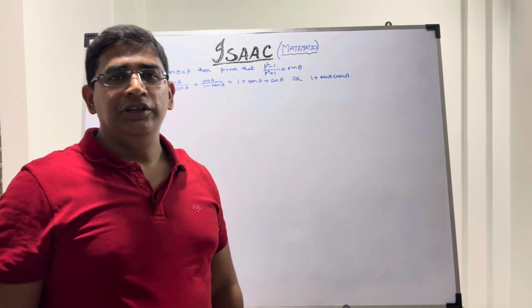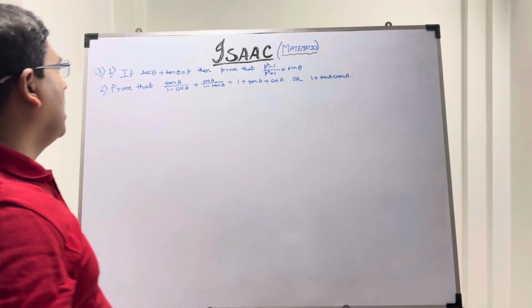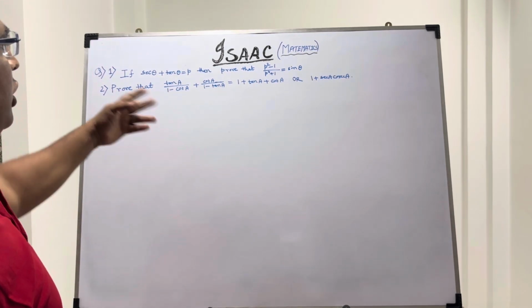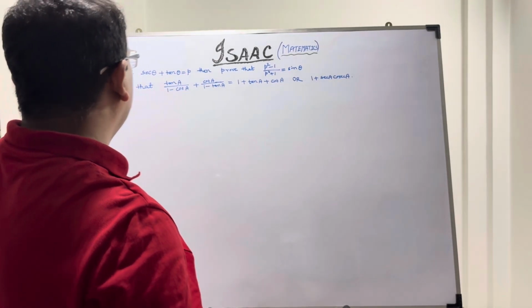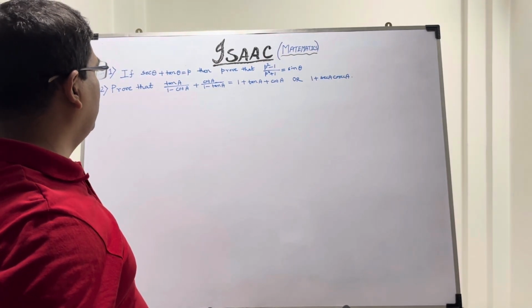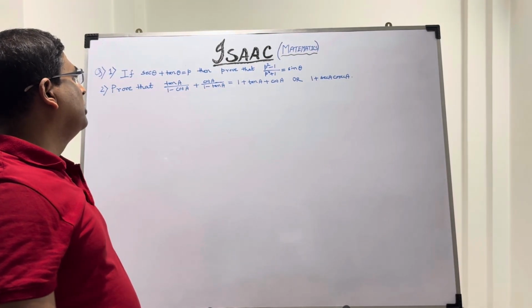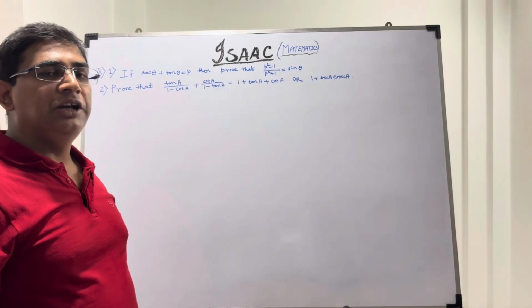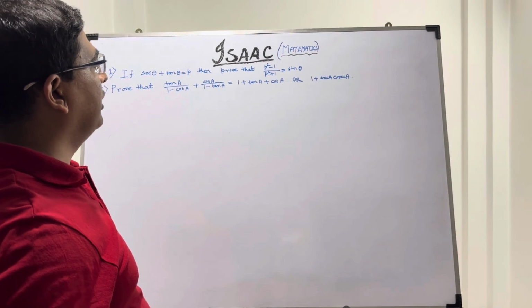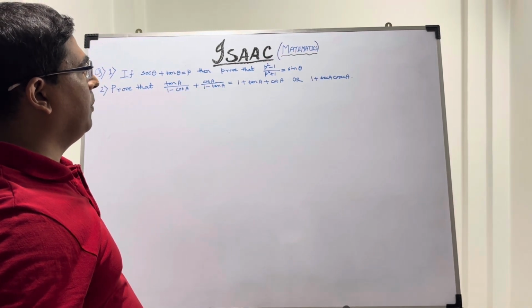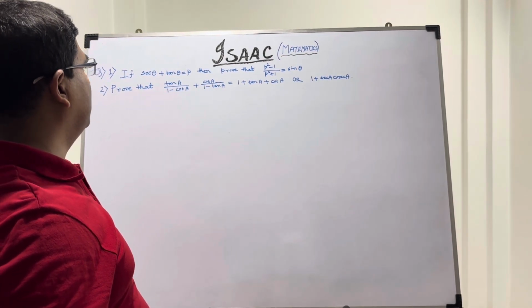Students, in this class we will learn how we can solve these kinds of trigonometric problems. There are two problems. In the first problem, we are given sec theta plus tan theta equals p, and we have to prove that (p square minus 1) divided by (p square plus 1) equals sin theta.